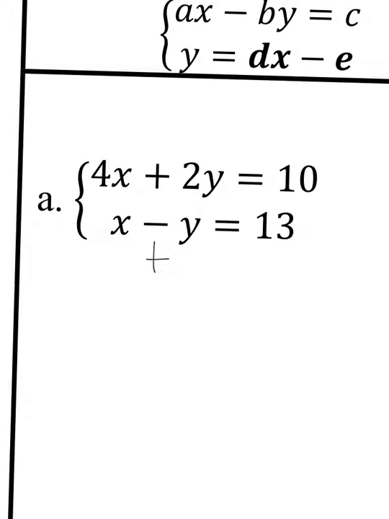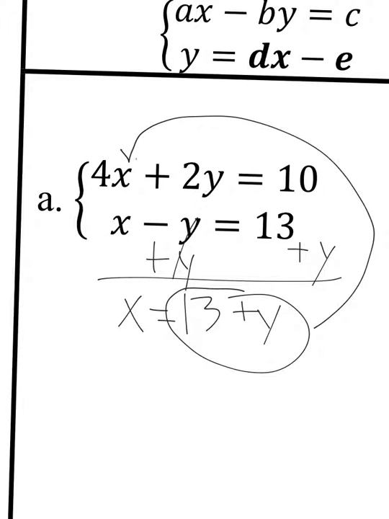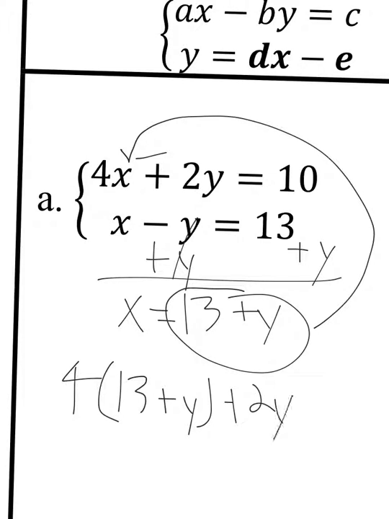So look, if I add y to the other side, this says x equals 13 plus y. It's solved for x. So what you're going to want to do is take this and replace the letter x with that. And so I have, instead of 4x, 4 times 13 plus y, plus 2y equals 10. Now that I've replaced the x variable with that expression, I only have a y variable, and so now it's an equation I can solve.